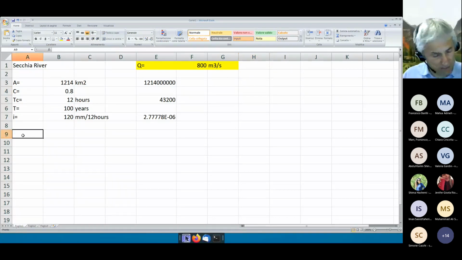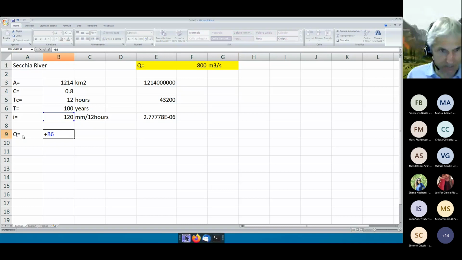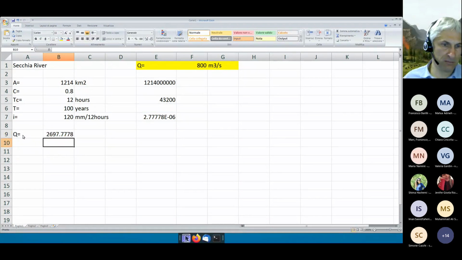Now, let's compute Q here then. So Q is equal to C times E times area here. So now we press return and see what happens. Okay, it's much higher than what I was expecting, but not an order of magnitude higher. So I exclude an error in the conversion of units.